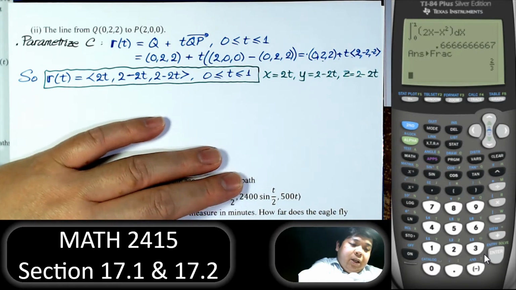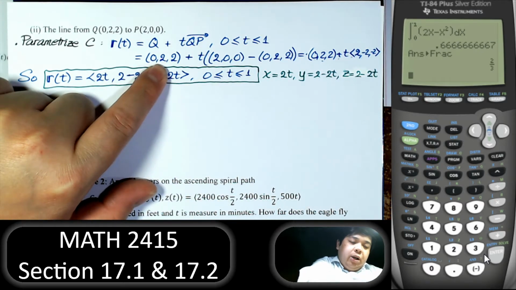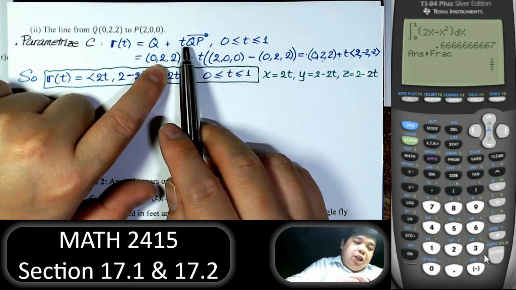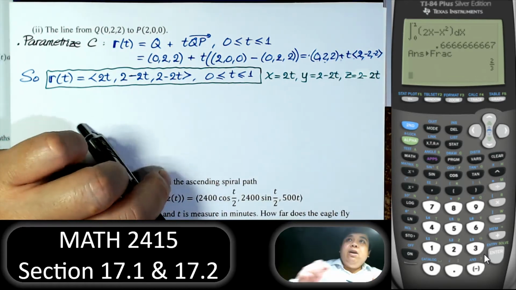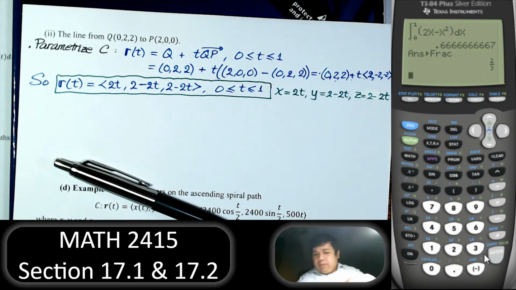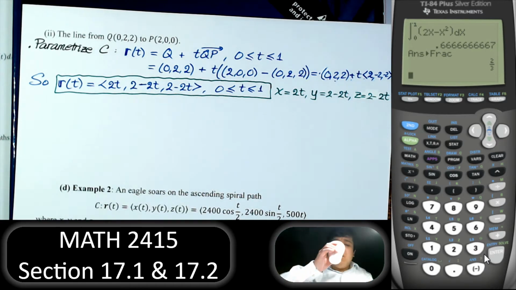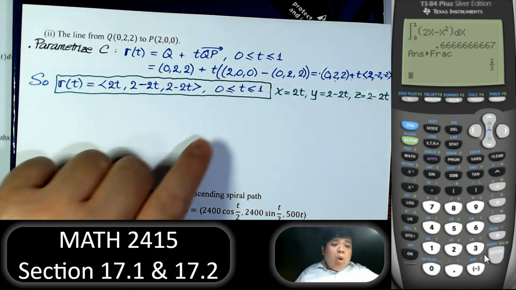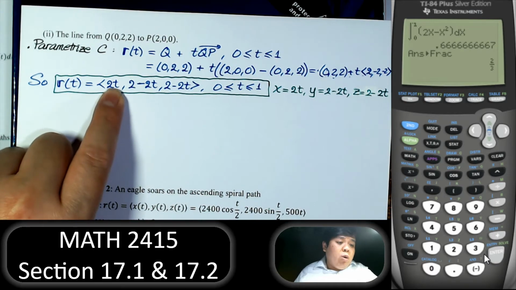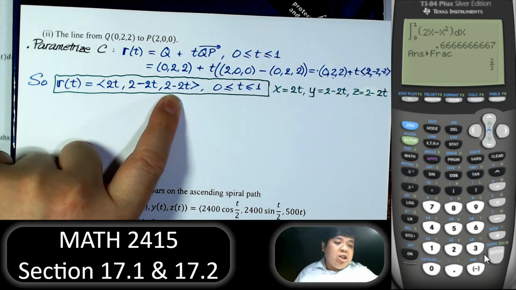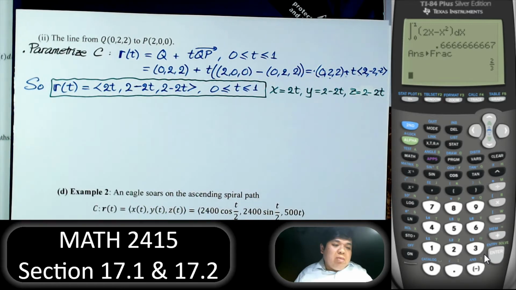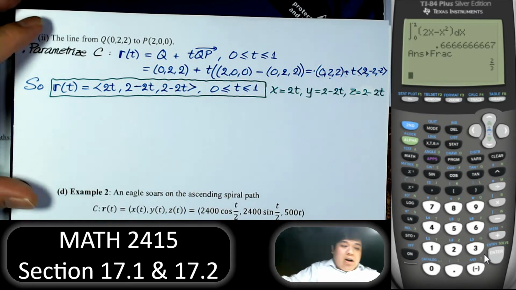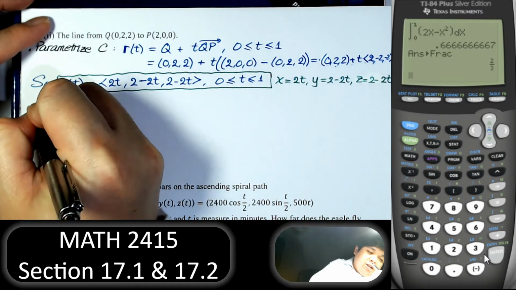Right. So we go from Q to P. Just test them easily. When t equals 0, we have the point (0, 2, 2). When t equals 1, we have (2, 0, 0). That makes sense, from 0 to 1. Next we have the function.